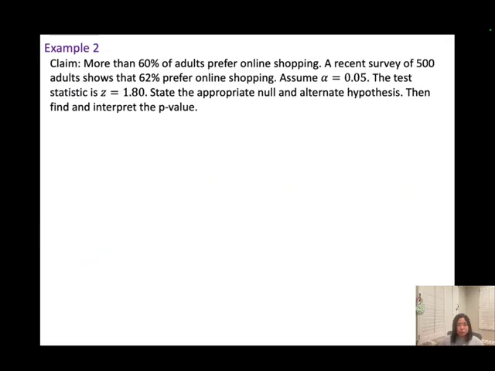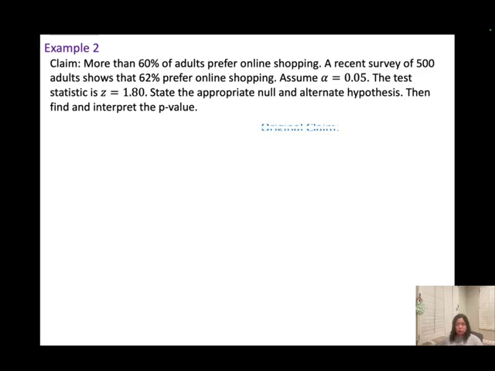Let's work on this example. More than 60% of adults prefer online shopping. A recent survey of 500 adults shows that 62% prefer online shopping. Assume the significance level is equal to 0.05, and the given test statistic is 1.8. State the appropriate null and alternate hypotheses, and then find and interpret the p-value.